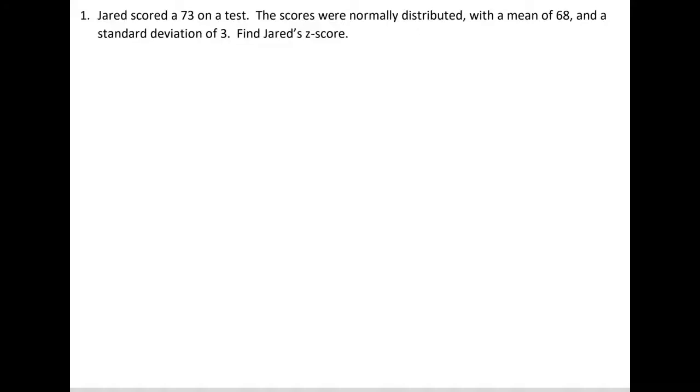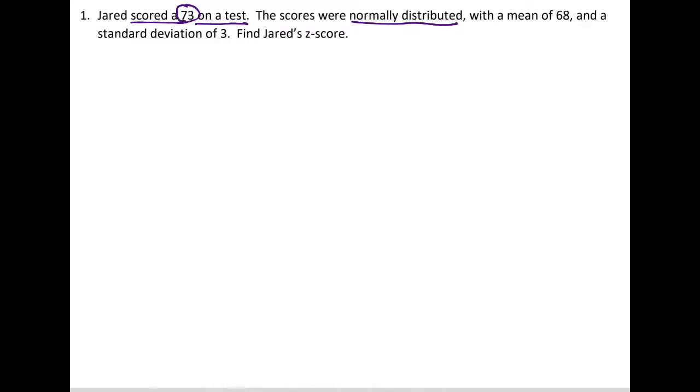So far in Unit 2, we've covered z-scores and the empirical rule. A z-score is basically how many standard deviations a data point is from the mean. In number 1, we have Jared, who scored a 73 on a test, and the scores were normally distributed. So we know that we can use z-scores because it's a normal distribution.